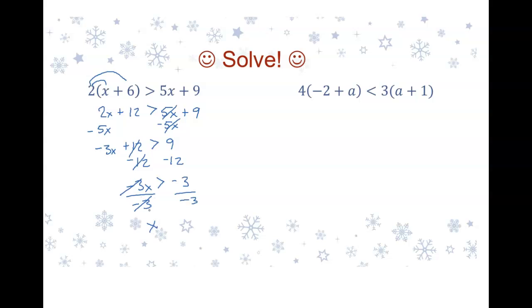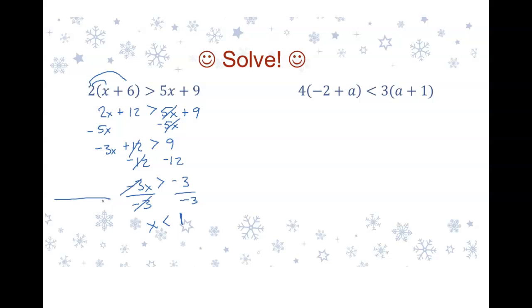But we divided by a negative, right? So what do we need to do when we divide by a negative? We need to flip the sign. Then we have negative 3 divided by negative 3. That is 1. So our final answer here is x is less than 1.